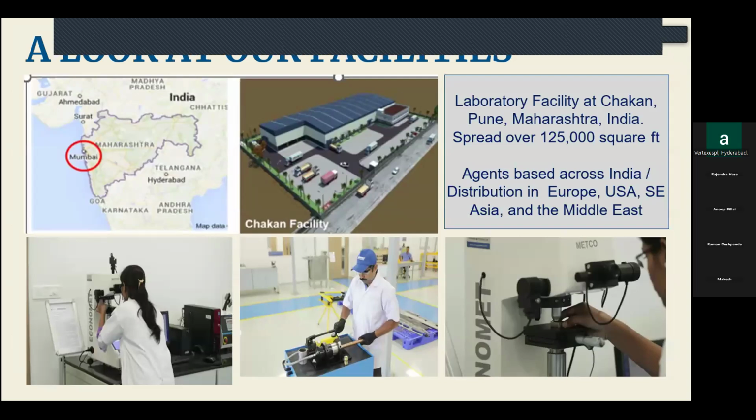Okay. So these are snapshot photos of the laboratory. We have a head office in Mumbai, Churchgate, and a laboratory in the western part of India, in the state of Maharashtra, Pune. This laboratory is spread across 1,25,000 square feet. We also have agents who can help international clients across India, Europe, USA, Southeast Asia, and the Middle East. There are many tests we do for Asia, Europe, and USA as well. So this laboratory can truly provide testing services globally as well.